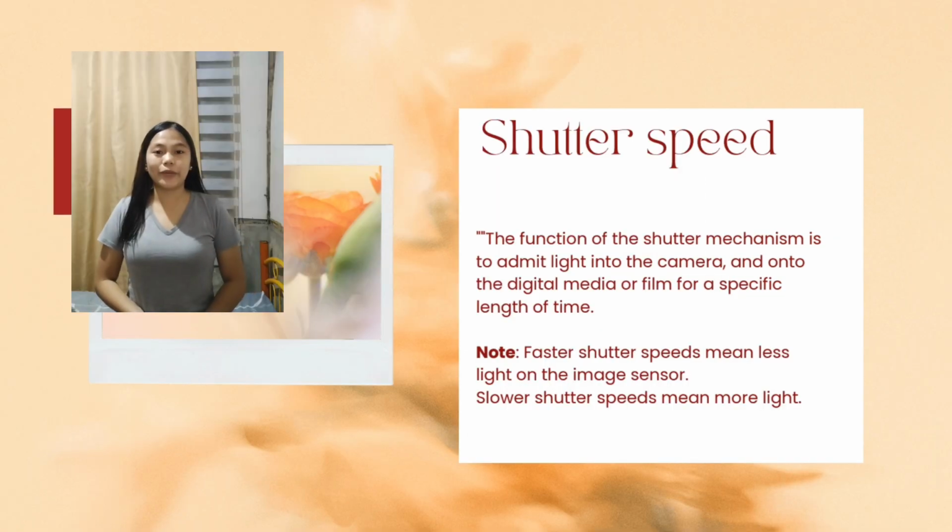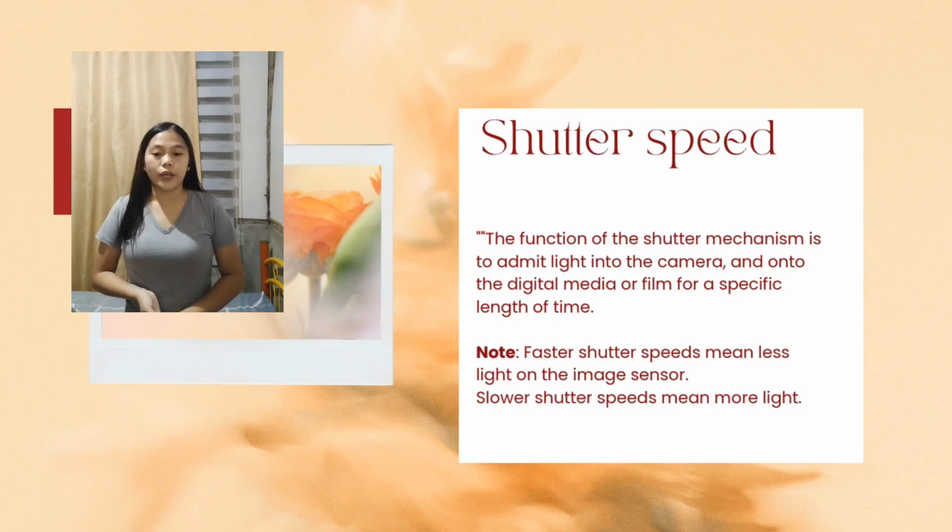I am Rochelle Balches, and this time I will tackle the shutter speed. The function of the shutter mechanism is to admit light into the camera and onto the digital media or film for a specific length of time. Faster shutter speed means less light on the image sensor, and slower shutter speed means more light.